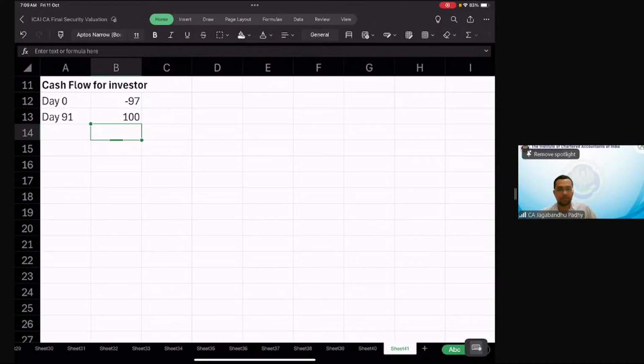Can you calculate what the rate of return will be on this? Suppose today you are paying 97 to get this treasury bill. Then after a few days, on day 91, you are going to receive 100 rupees. Can you calculate the rate of return that you as an investor would earn? What will be the rate of return, guys? How do we calculate the rate of return?